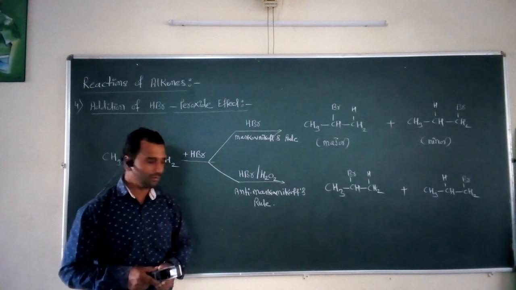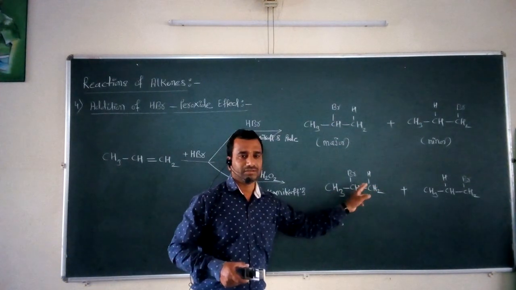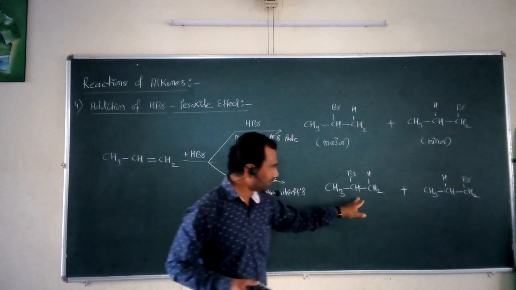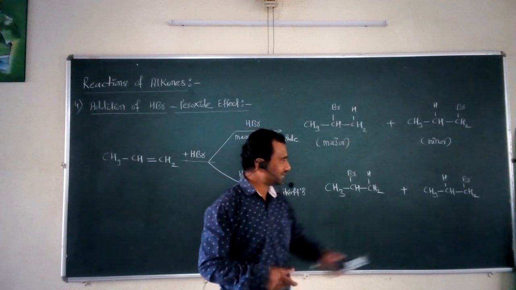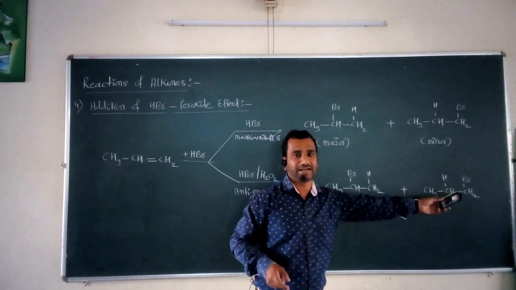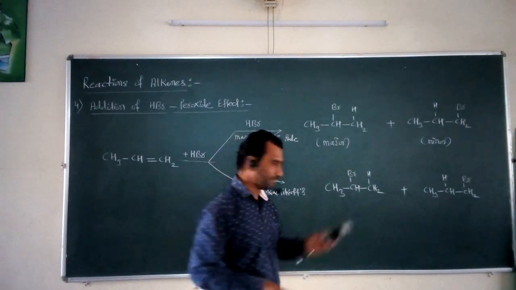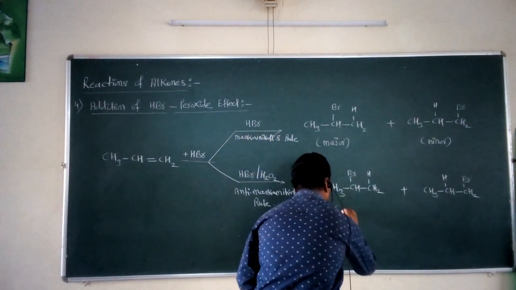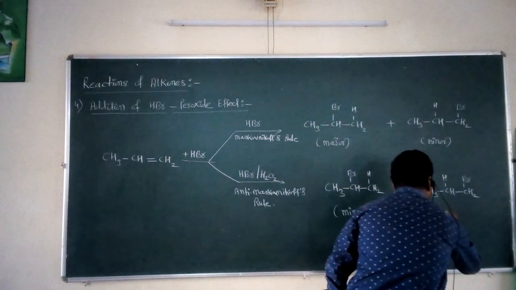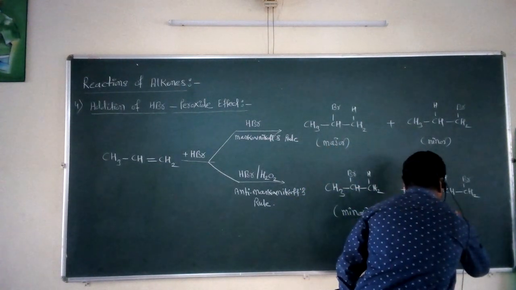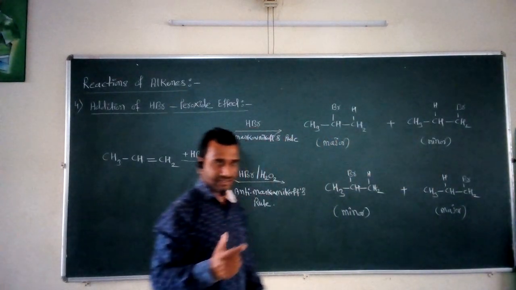So, what happens now? According to the statement for this anti-Markovnikov's rule, among these two, which product is the major now? Now, this second product is called the major. And why is this so? Because this negative part is added to that olefinic carbon which has the more number of hydrogen atoms. So, among these two, the first product is called the minor, and the second product is called the major.